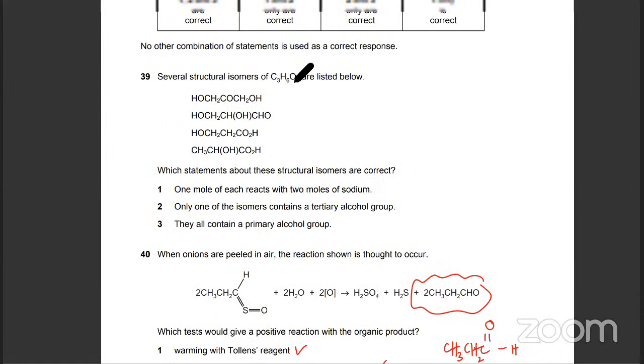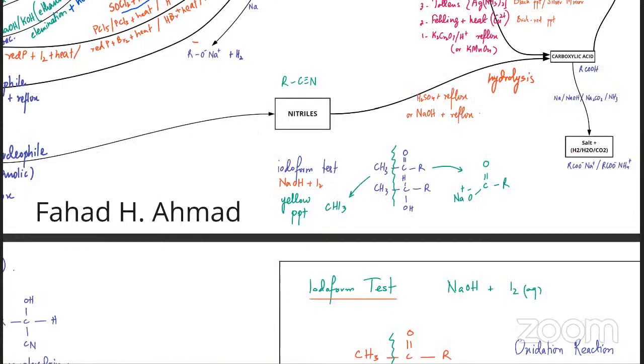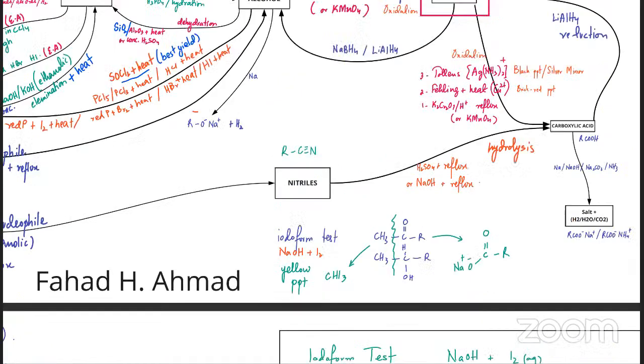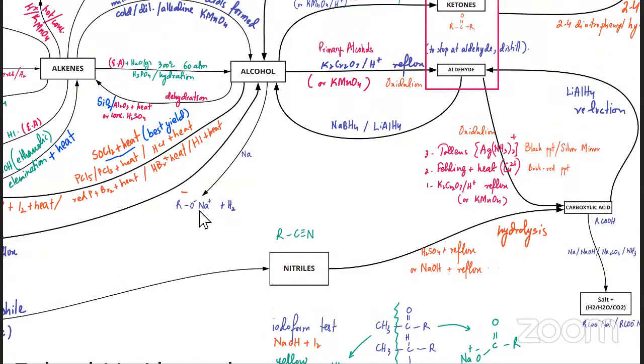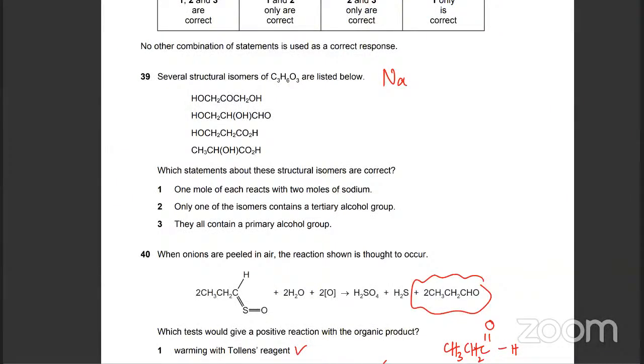Several structural isomers of C3H6O3 are listed below. Which statement about these structural isomers are correct? 1 mole of each reacts with 2 moles of sodium. So what does sodium react with? Remember, sodium reacts with two things. Sodium reacts with either carboxylic acids, ठीक है, उसके साथ react करता है. And the other one is that sodium also reacts with alcohols. Uska bhi jo H है ना, it substitutes that H. So that is what sodium does.